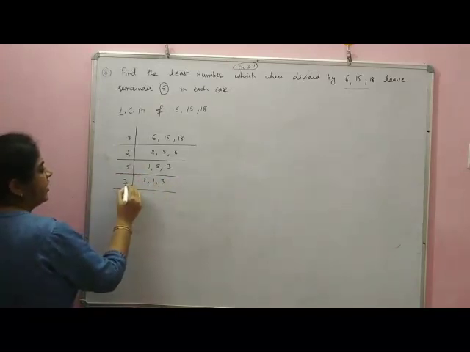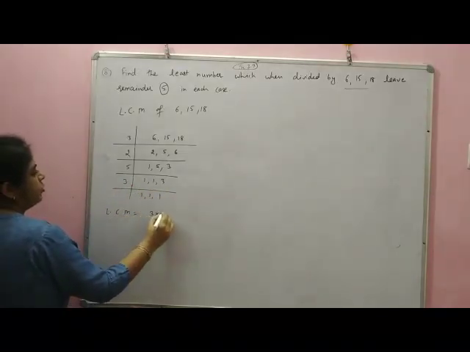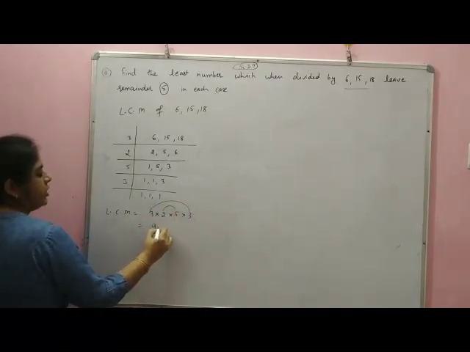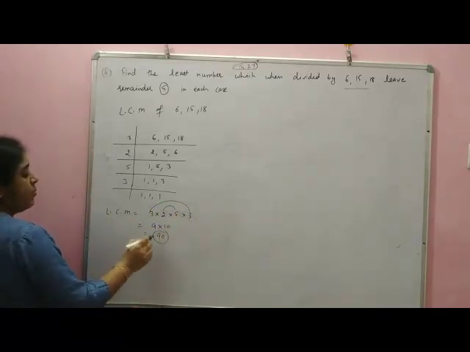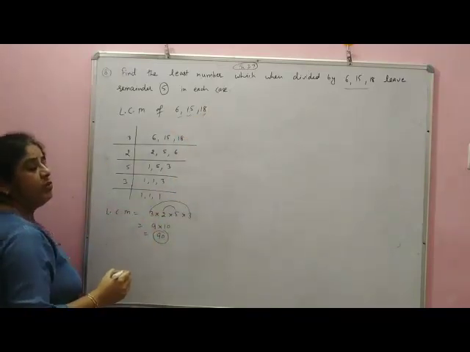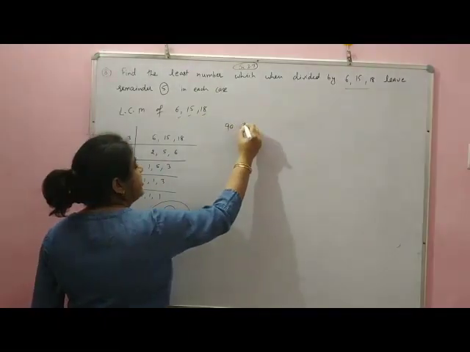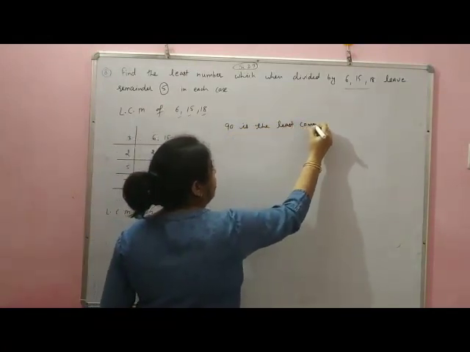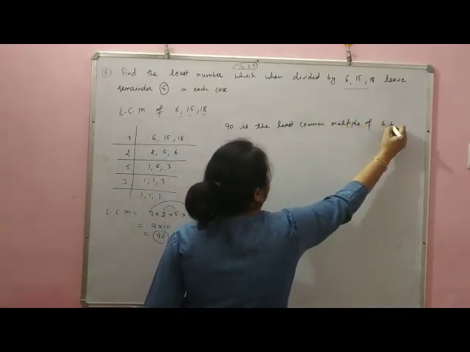As we are finding the LCM, what is the LCM? 3 into 2 into 5 into 3. 5 twos are 10. 3 threes are 9. So 9 into 10 is 90. So 90 is the least common multiple, which when divided by all three numbers will give you the remainder 0. So it means 90 is the least common multiple of 6, 15 and 18.